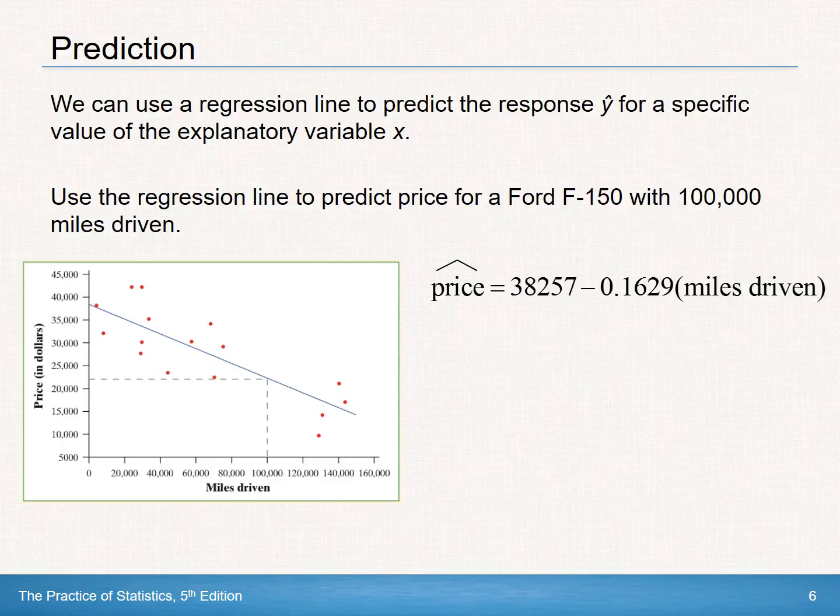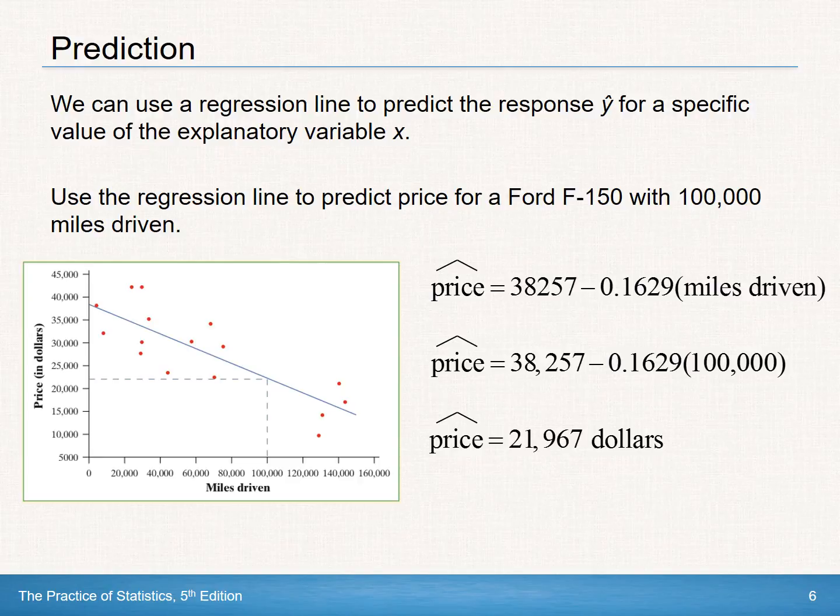So for prediction, we use a regression line to predict the response y hat for a specific value of the explanatory variable x. Use the regression line to predict the price for a Ford F-150 with 100,000 miles driven on it. You can see the dotted lines on this graph that we're trying to show. And if we take our equation, price hat, and substitute 100,000 in for miles driven, we get that the price after 100,000 miles would be $21,967.